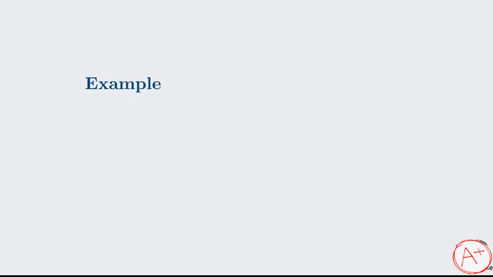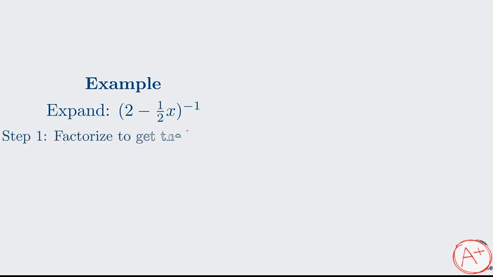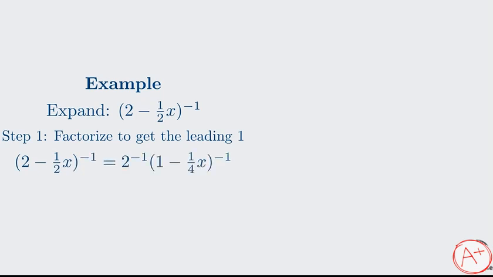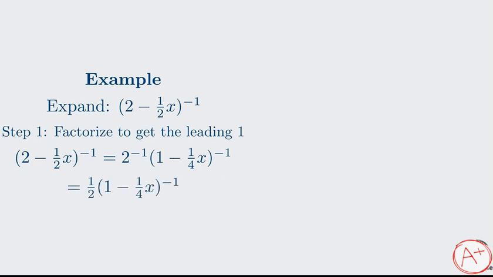Let us apply this to a structured example. We want to expand the expression (2 - ½x)^(-1). First, we must force the leading term to be 1. We factor out the 2, but remember it stays inside the power of negative 1. This gives us 2^(-1) multiplied by the bracket (1 - ¼x)^(-1). Since 2^(-1) is ½, our expression is now in the correct form to apply the formula.